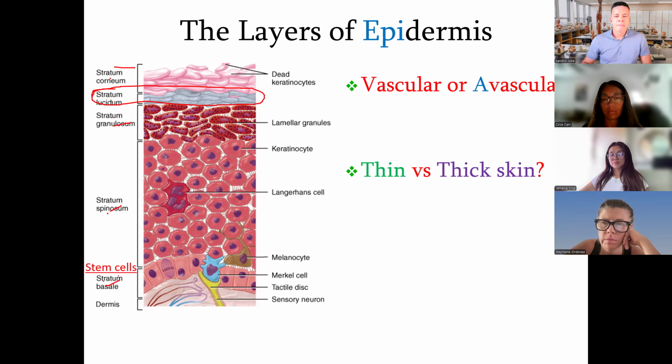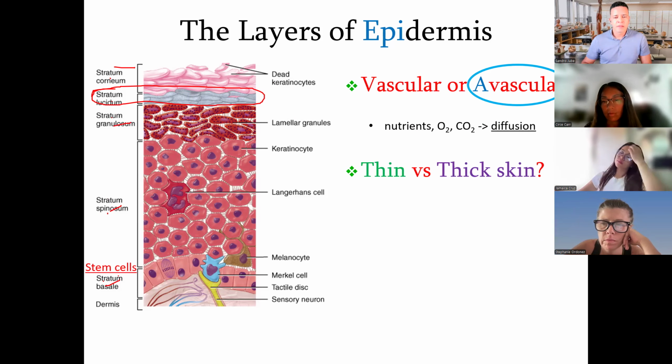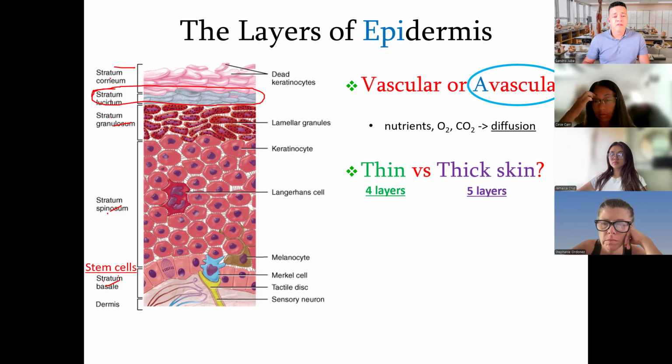Okay. Now, the epidermis is avascular. And as I mentioned, throughout the body, we have thin skin versus thick skin. The thin skin is only made of four different layers, and the thick skin is made of five, which includes the stratum lucidum.